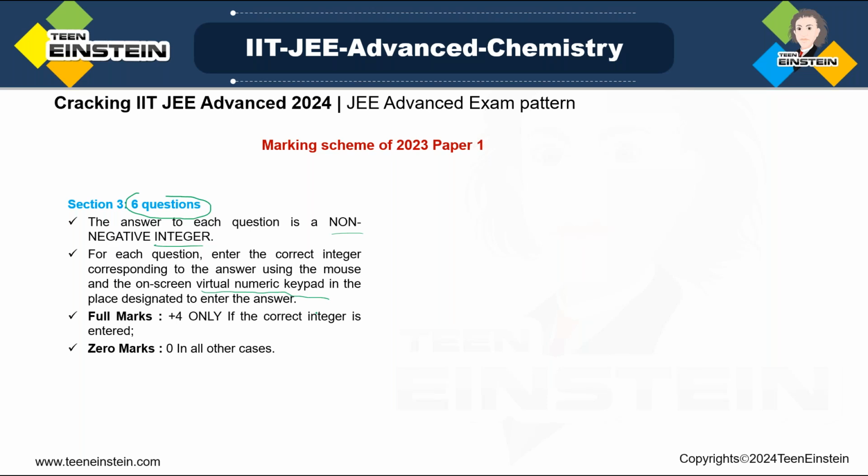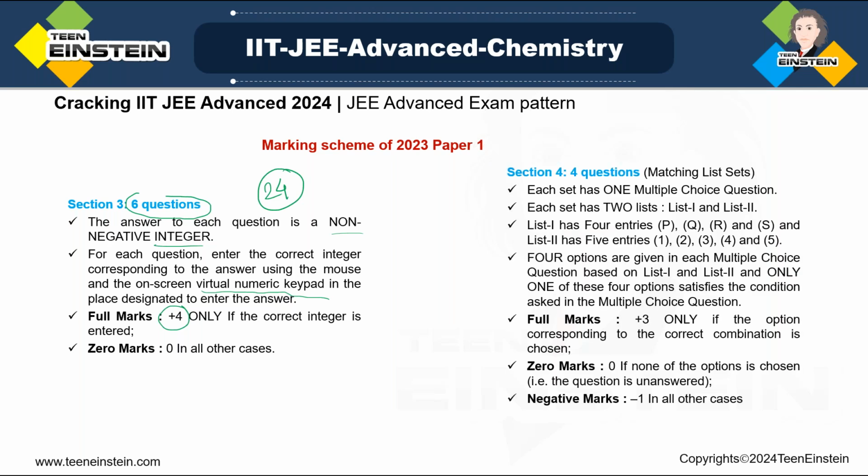So here only 2 possibilities, either you are answering the question or you are not answering the question, because it is not option based, right? So full marks is +4 and total questions 6, that means the maximum marks you can get is 24 marks, and 0 marks in all other cases, that is if it is wrong. So see, there is no negative marking.